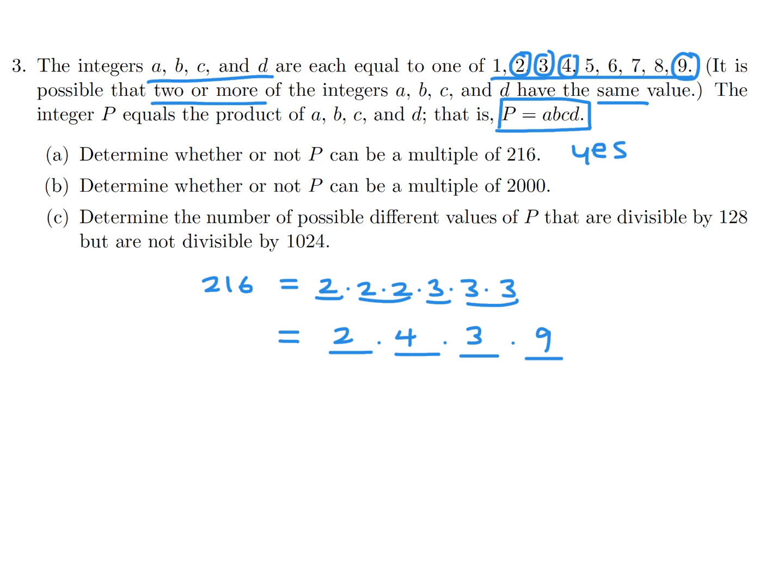Okay, let's move on to B. Determine whether p can be 2000.